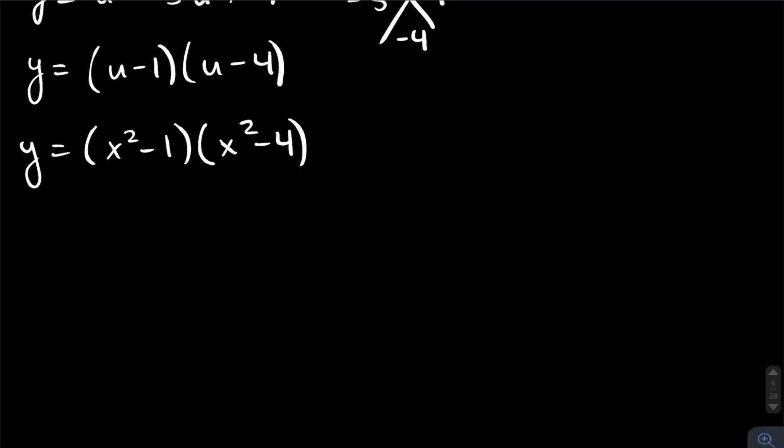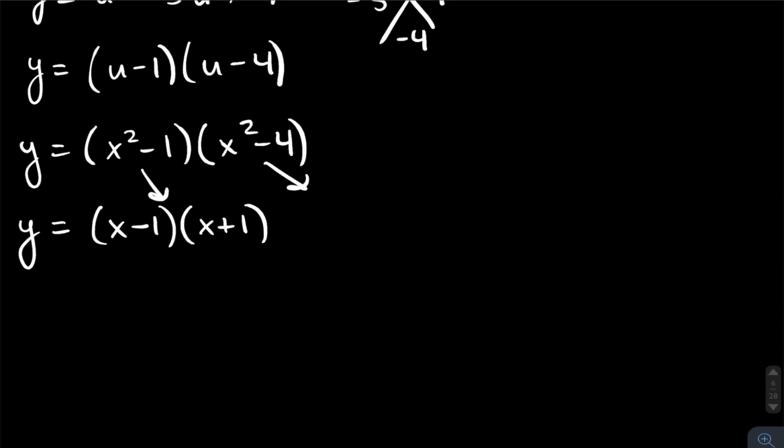So with that being said, when you have a difference of two perfect squares, hopefully you remember that you can just factor it like this. That's the first one, and then we'll do the second one. x minus 2, x plus 2.